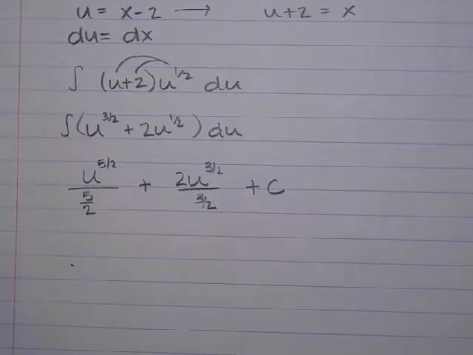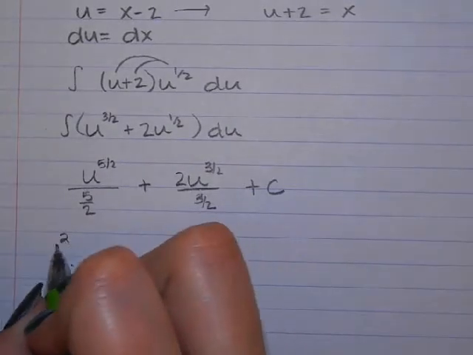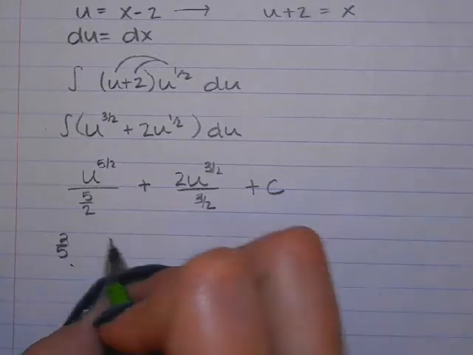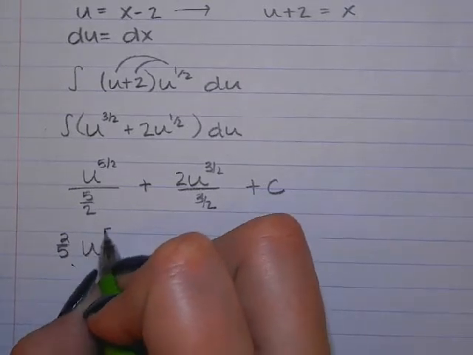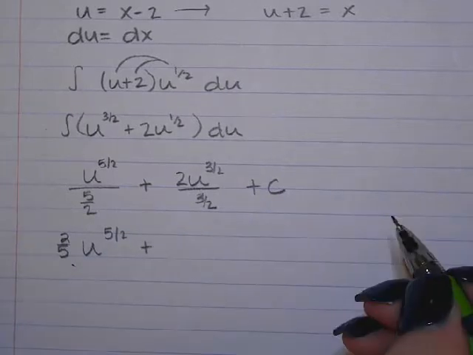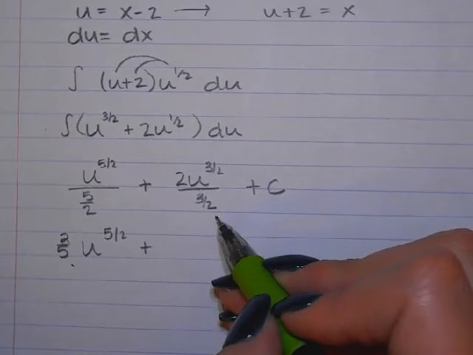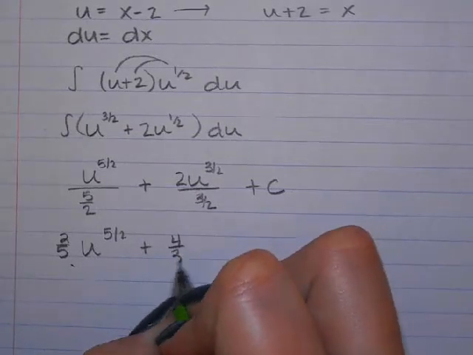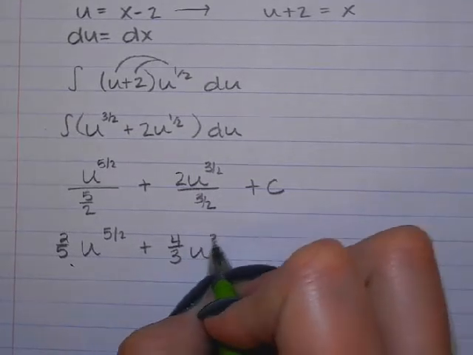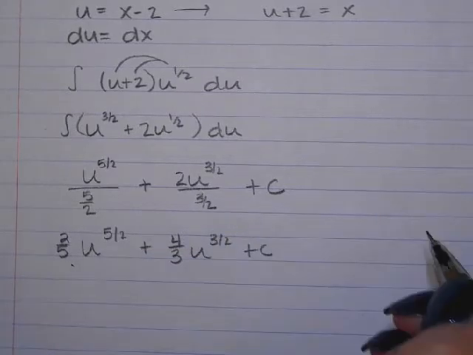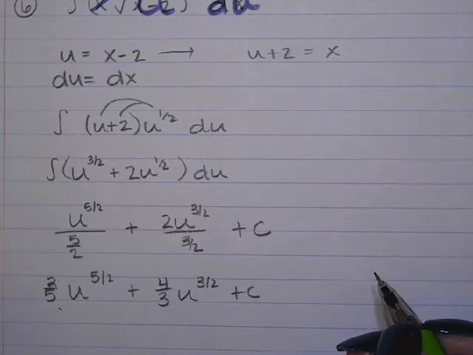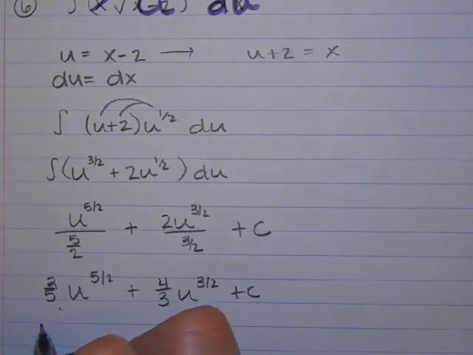What if I want to distribute the numbers beforehand? I mean, I just want to make sure we're good. U to the 5 halves. What happens when I flip up the 2/3? Or the 3 halves? So 4/3, 2 times 2/3 is 4/3. Okay. And then we substitute back in x, and x times 2.